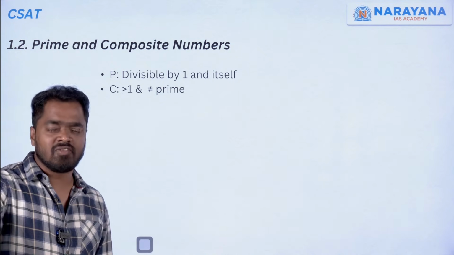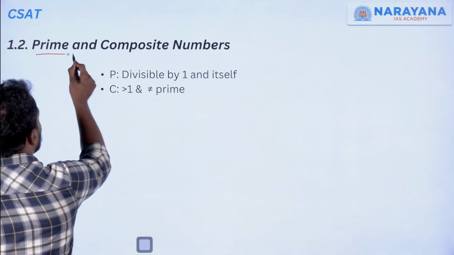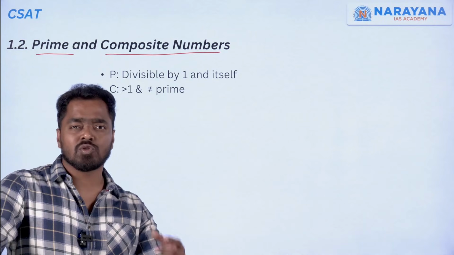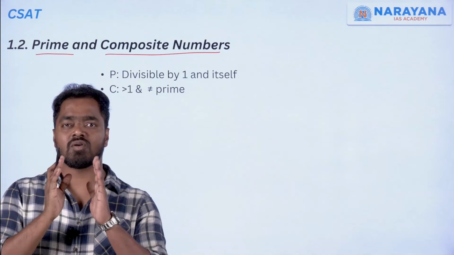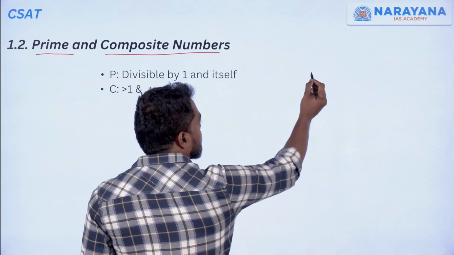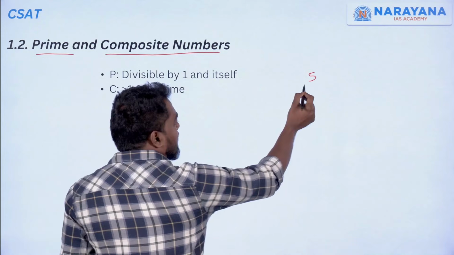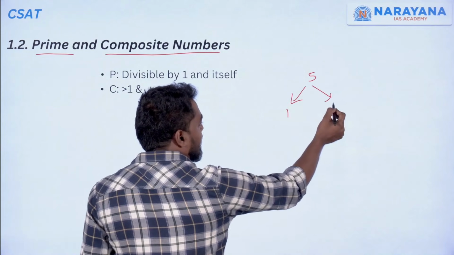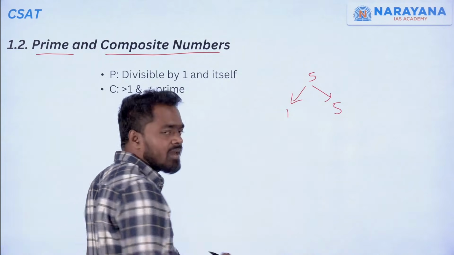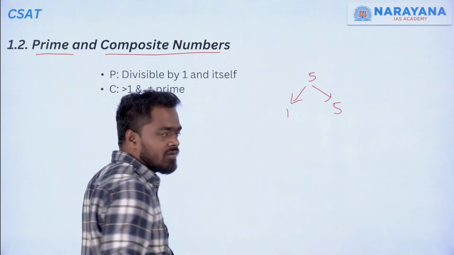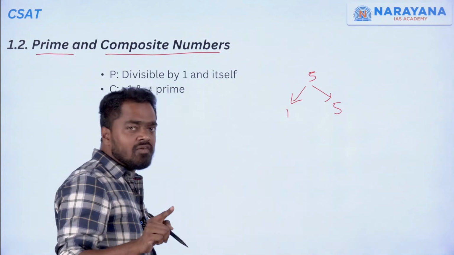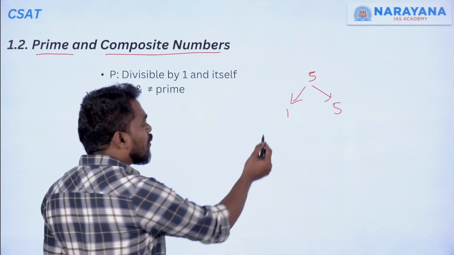So the next concept we will be discussing is prime and composite numbers. So what are prime numbers? These are those numbers which can be divided by 1 and that number itself. For example, if you take 5, it can be divided by 1 and 5 only, no other number. What divided means: if 1 divides 5, the remainder will be 0. If 5 divides 5, the remainder will be 0. So in other words, the only factors of a prime number are 1 and the number itself.